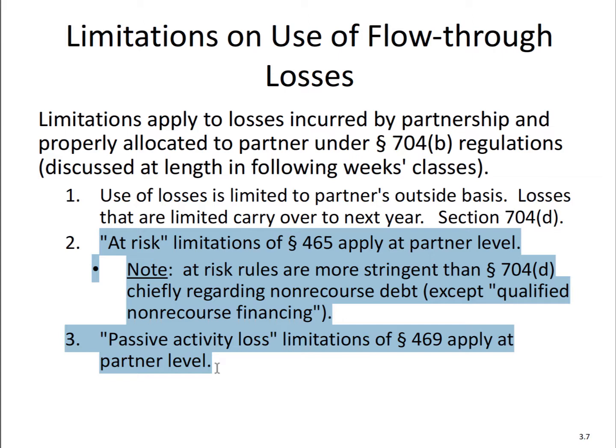They came into play in the mid-1980s. They basically put a stop to that kind of idea with the non-recourse deductions. So first is the Section 465 at-risk rules, then Section 469. We will consider those in order.